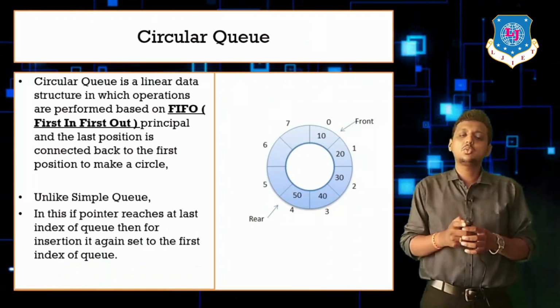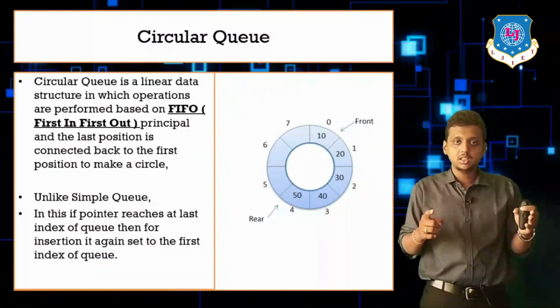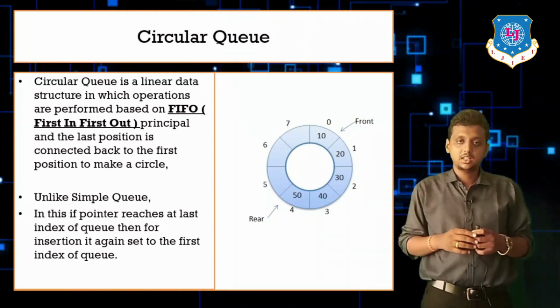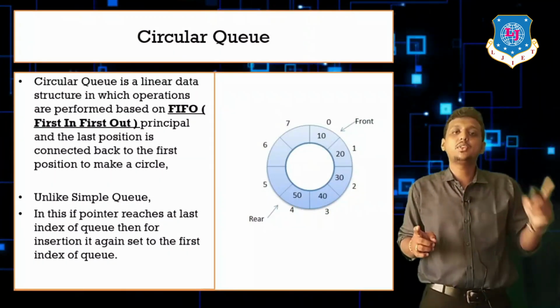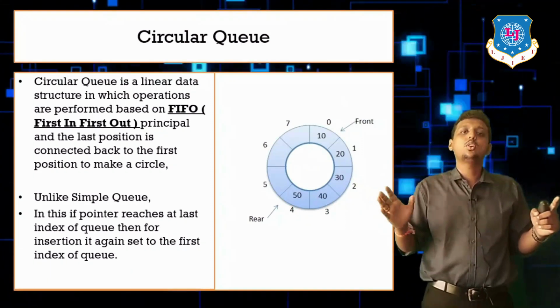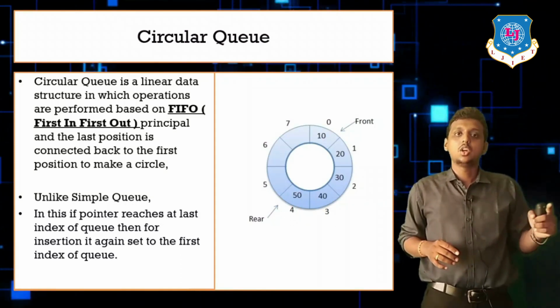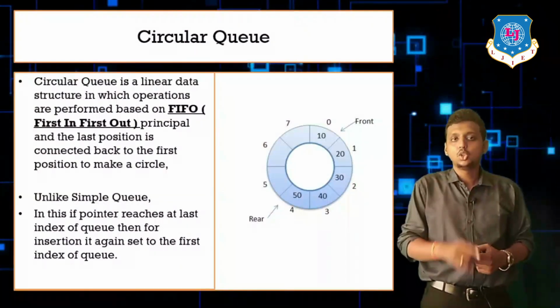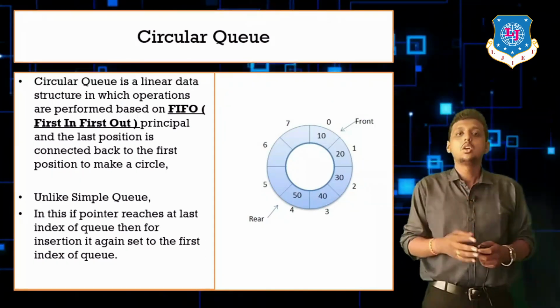Students, just imagine a situation in a simple queue where your queue has only one element at the rear end, that means at the fifth position. All the four positions, one, two, three, four, are empty. Now, if you want to insert something in the queue, can you insert in a simple queue? Yes or no? No. Why?